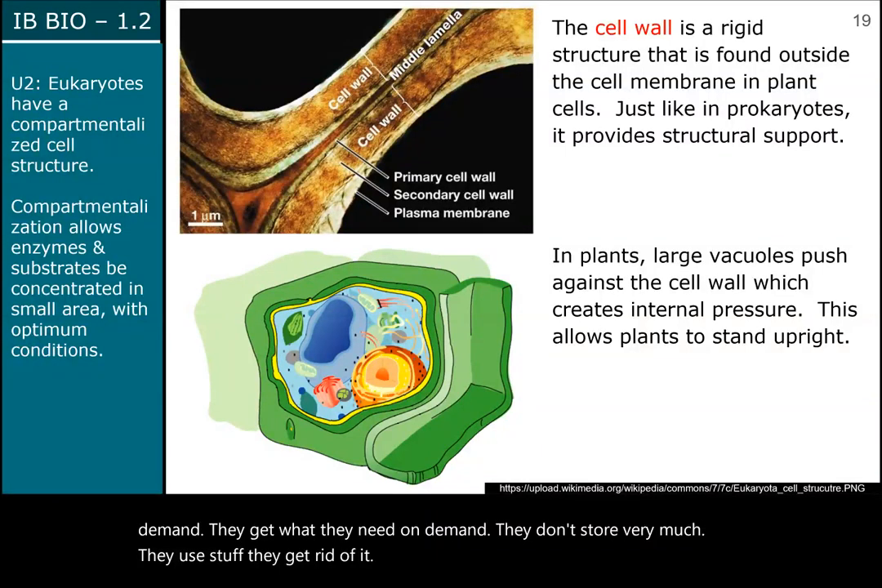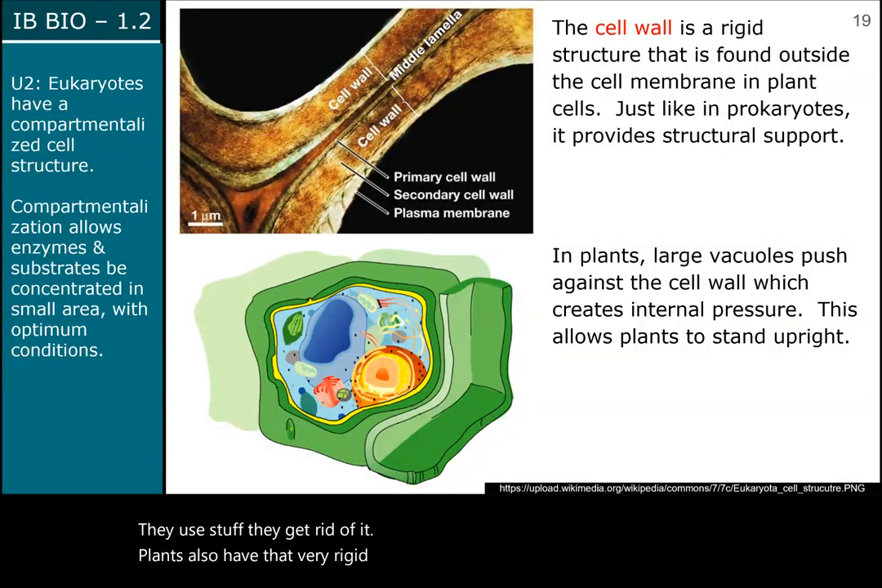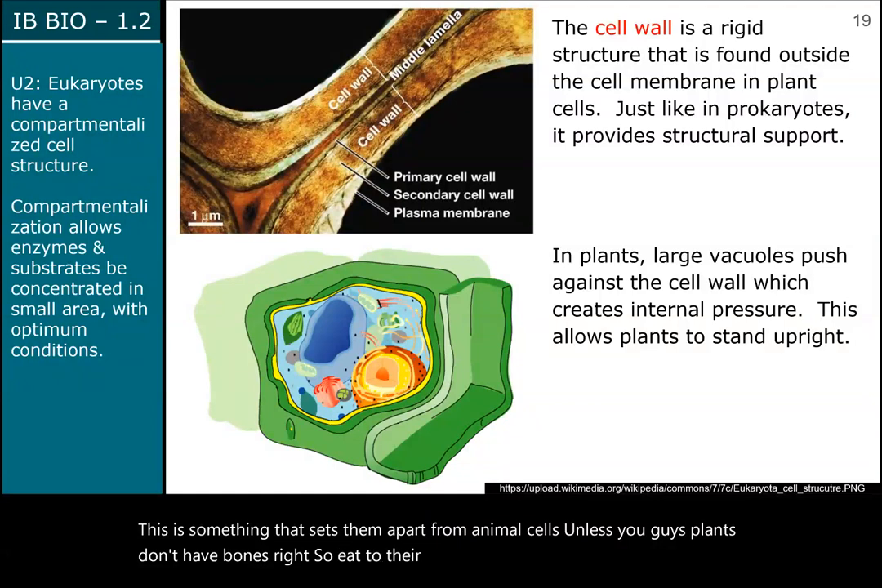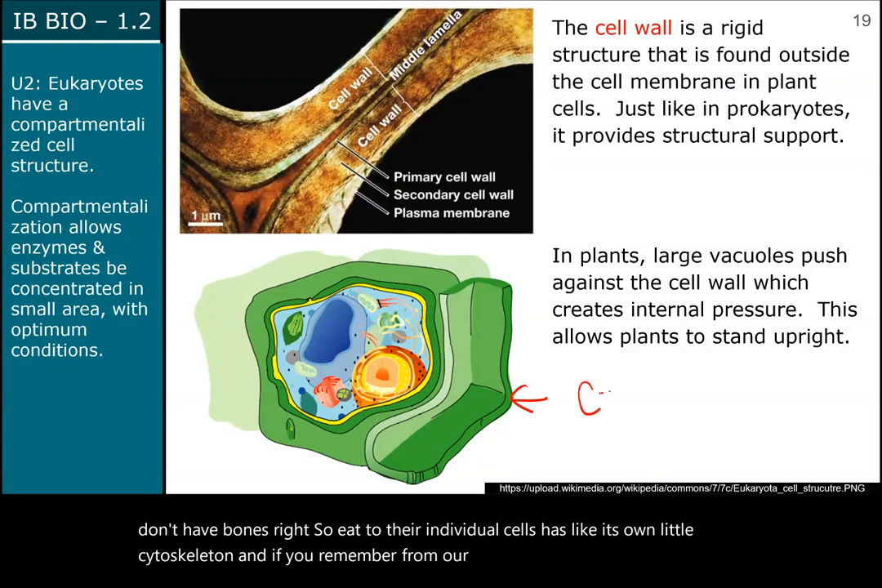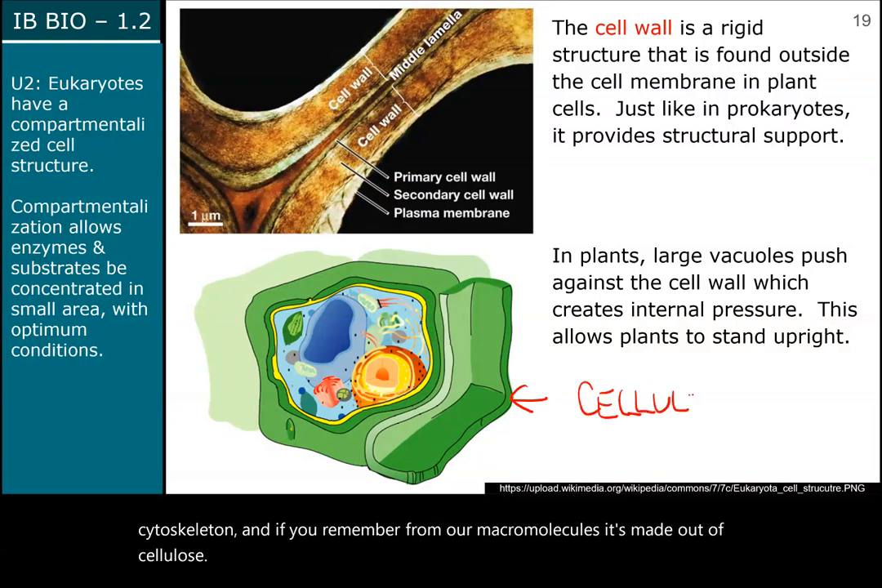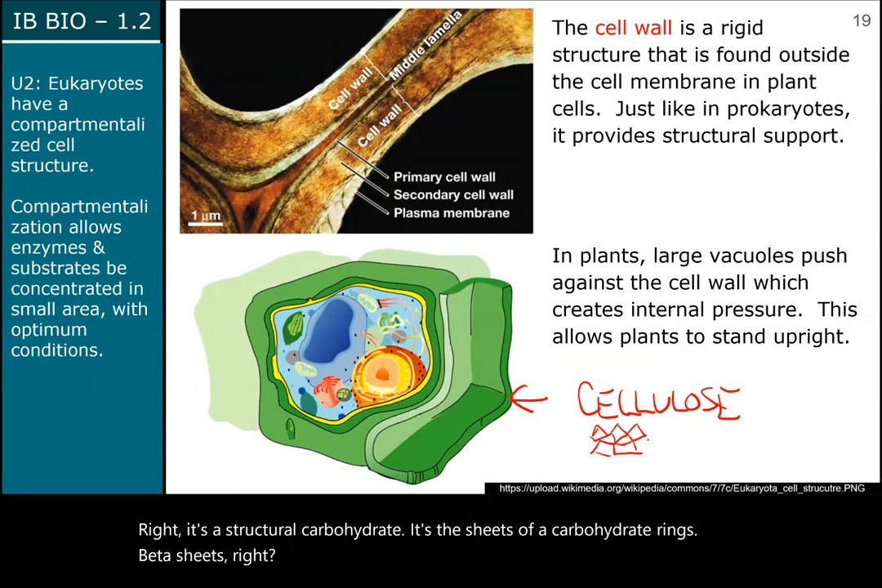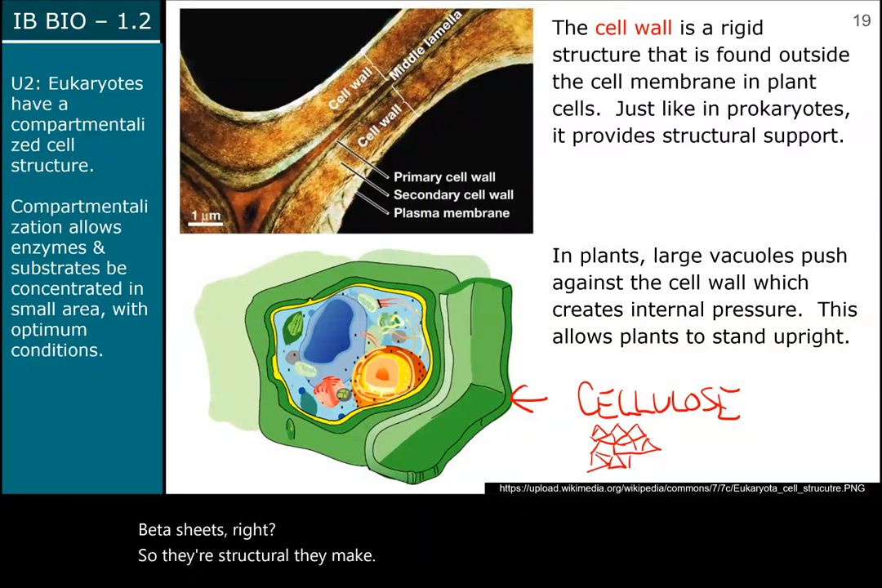Plants also have that very rigid cell wall. This is something that sets them apart from animal cells. And that's because plants don't have bones, right? So each of their individual cells has its own little cytoskeleton. And if you remember from our macromolecules, it's made out of cellulose, right? It's a structural carbohydrate. It's those sheets of carbohydrate rings, beta sheets, right? So they're structural. They make, wow, that's really bad drawing.